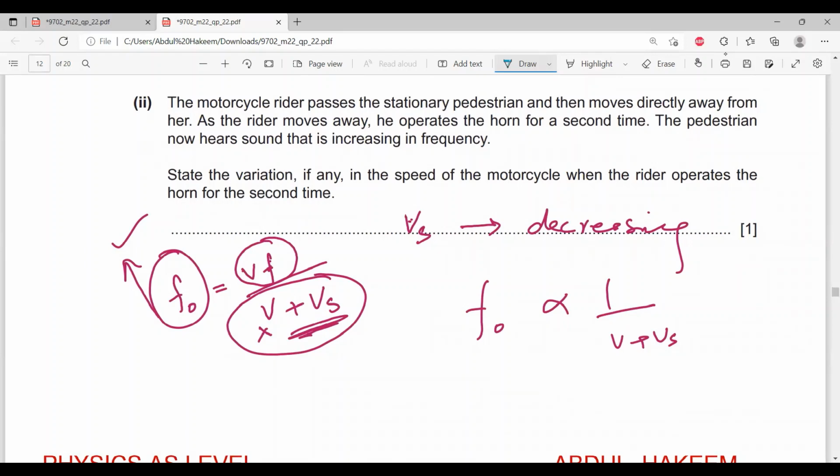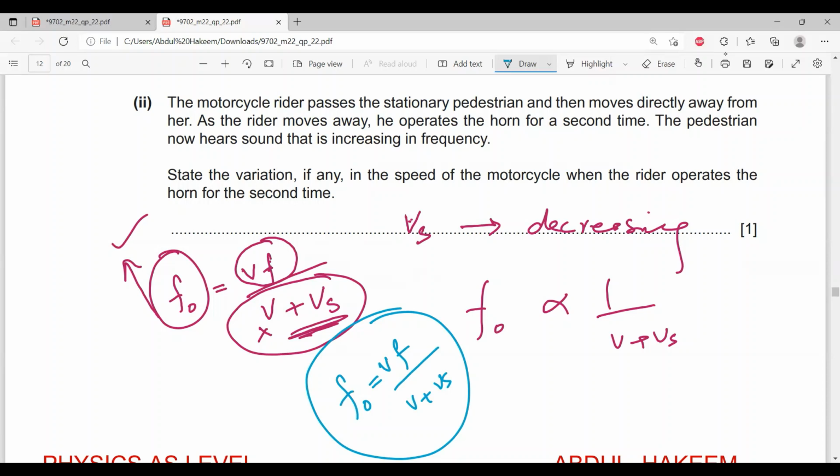Next, the motorcycle rider passes the stationary pedestrian and then moves directly away. So this is the formula when the source is moving away from the observer: fs v divided by v plus vs. As the rider moves away, he operates the horn again. The second time, the pedestrian now hears a sound that is increasing in frequency. State the variation, if any, in the speed of the motorcycle when the rider operates this.